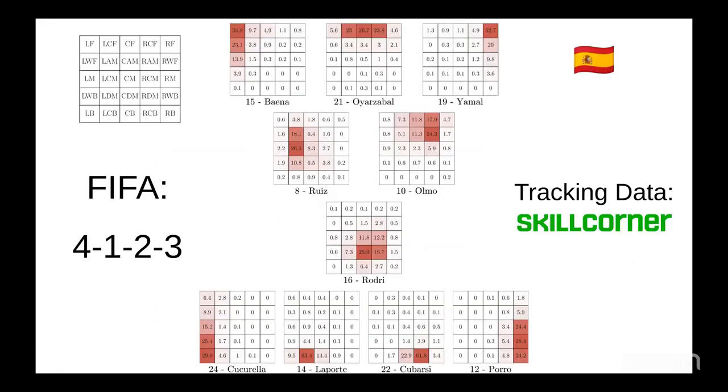Looking at the opponent of Argentina, Spain, 4-1-2-3. And this is the arrangement we end up with. So we said that instead of 4-1-2-3, we need to say that number 8 and number 16 were those players as a double pivot.